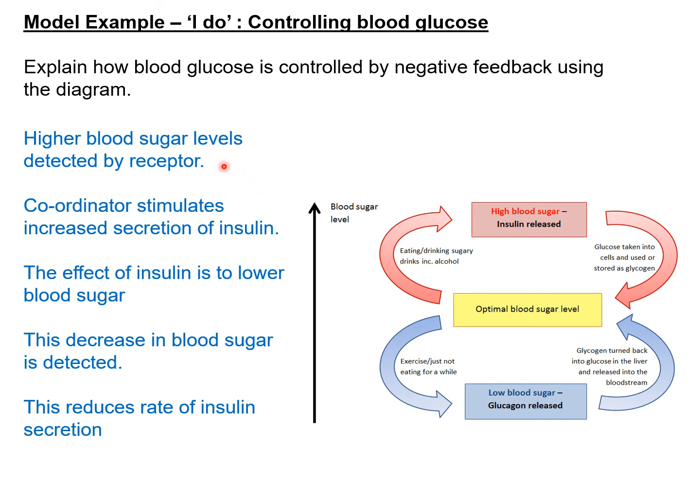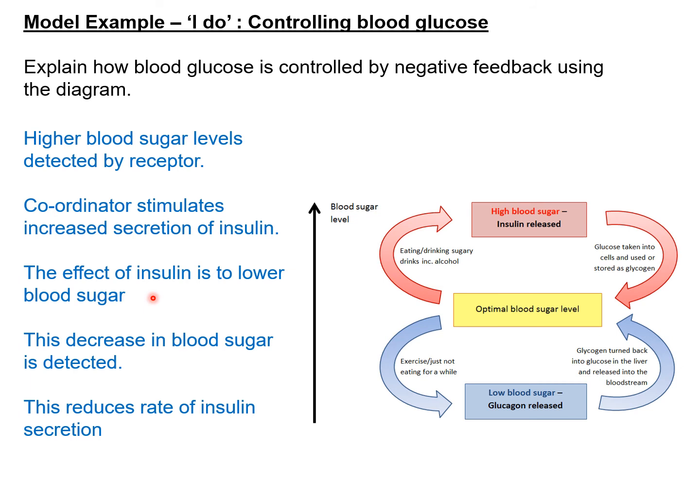So we've started with the receptor and what it detects. We've then moved on to describe what the coordinator is stimulating. And then we always say the effect of this. So the effect of insulin is to lower blood glucose. Now a clue here, or a hint, is that this part here, the effect of the insulin in this case, is always going to be the opposite of what was initially detected by the receptor. So the receptor initially detected a high blood glucose level, so therefore the effect is going to be to reduce that. So far that should be fairly straightforward and very similar to what we've learnt previously about blood glucose levels.